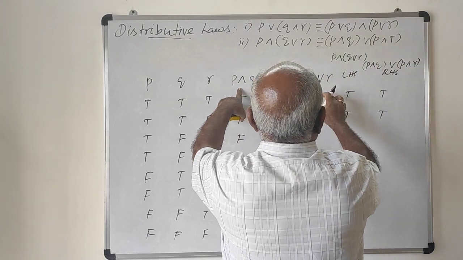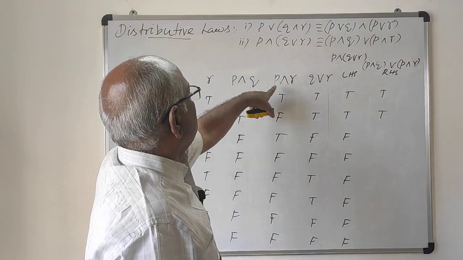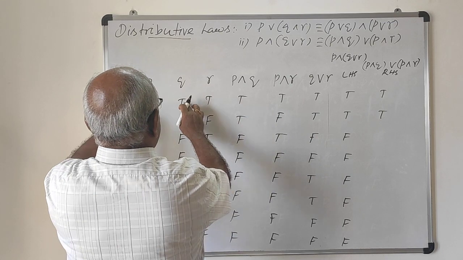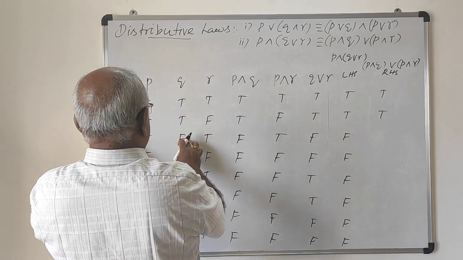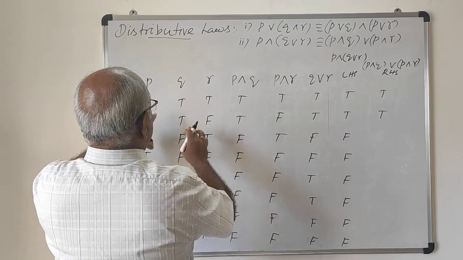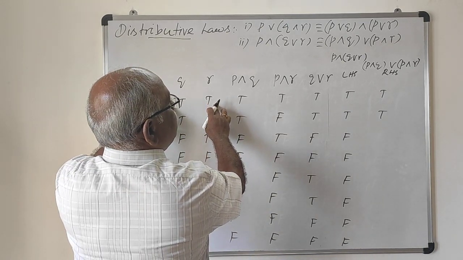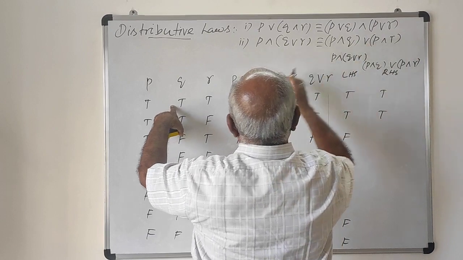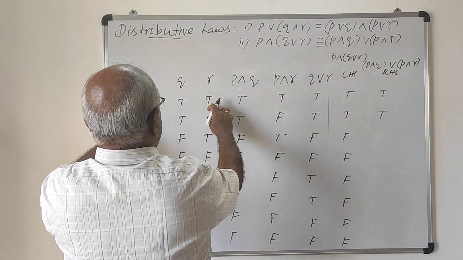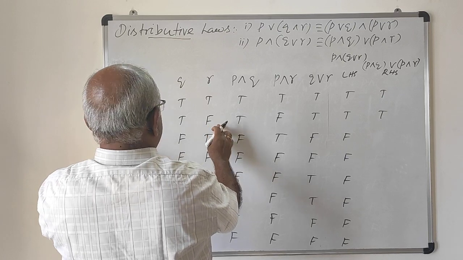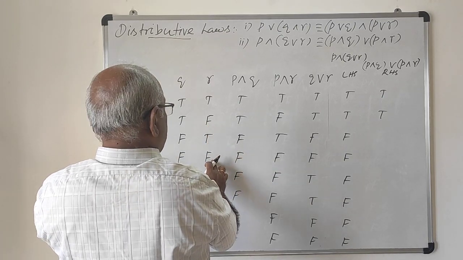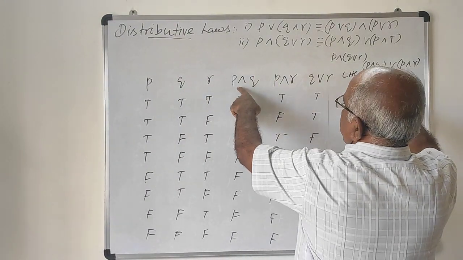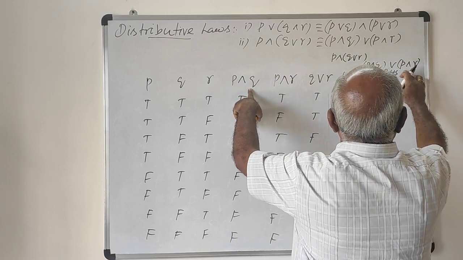Now this is P conjunction Q and P conjunction R. P conjunction Q is T when both are T. Otherwise F. Then P conjunction R: both are T, T, and the rest are F. Now the right hand side, P conjunction Q disjunction P conjunction R.